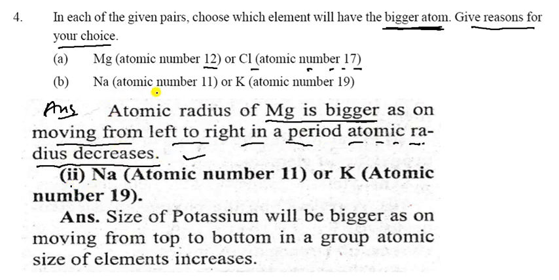Now come to the second one, sodium, atomic number 11, and potassium, atomic number 19. It is going down, and going down increases the number of orbits. So atomic size is always increasing. So this one is your answer. You have to write this: size of potassium will be bigger as on moving from top to bottom in the group, atomic size of elements is always increasing. So the answer will be potassium. So you have to write in your copy.